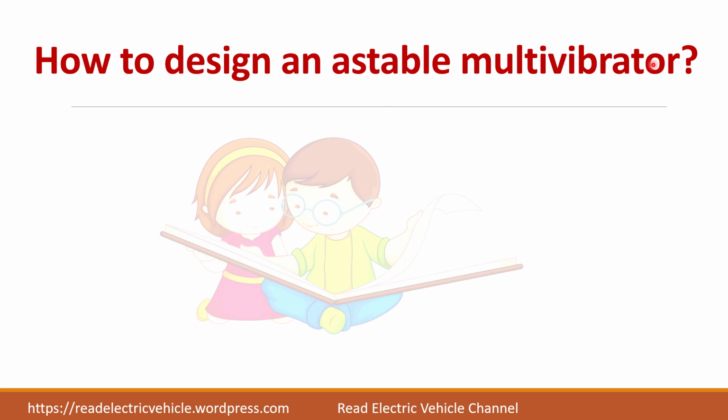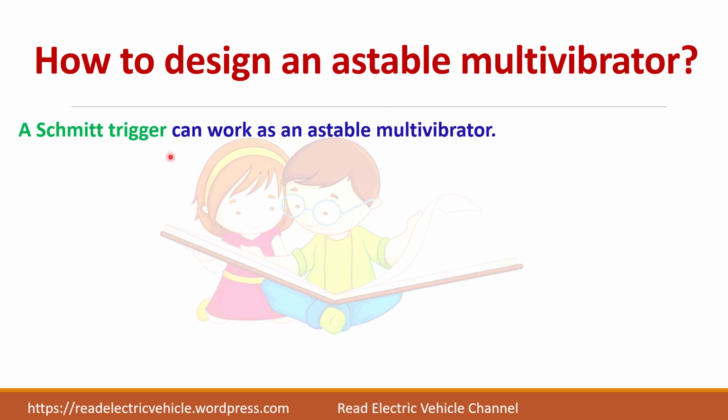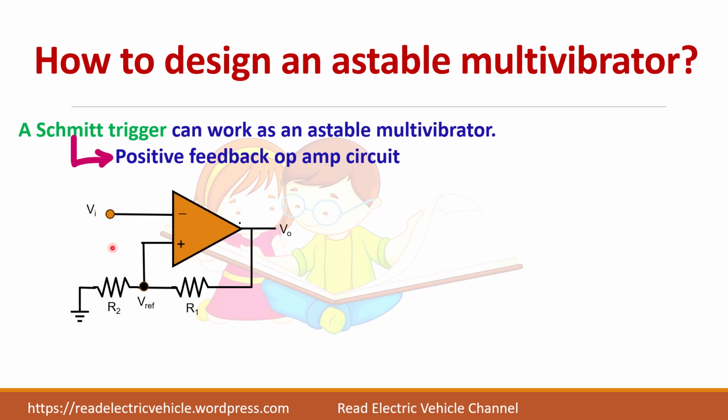How to design an astable multivibrator? Basically, it can be designed from a Schmitt trigger circuit. So Schmitt trigger, what is it? It is a positive feedback op-amp circuit. So this is the Schmitt trigger circuit. To the one end, we will give the input voltage, and into the positive terminal, we will feed back the output through two resistors R1 and R2.